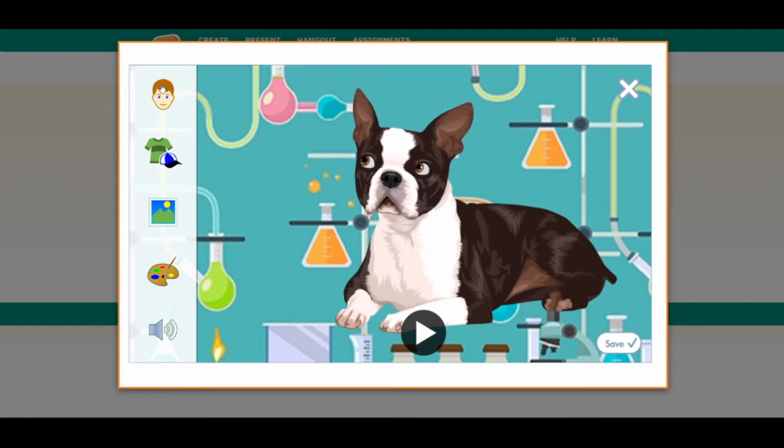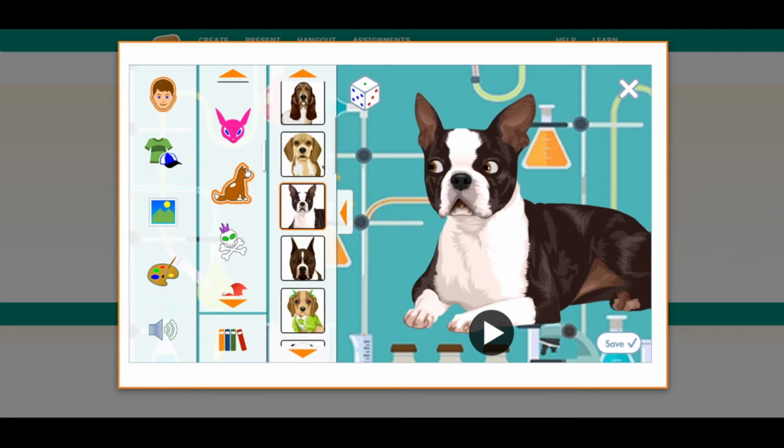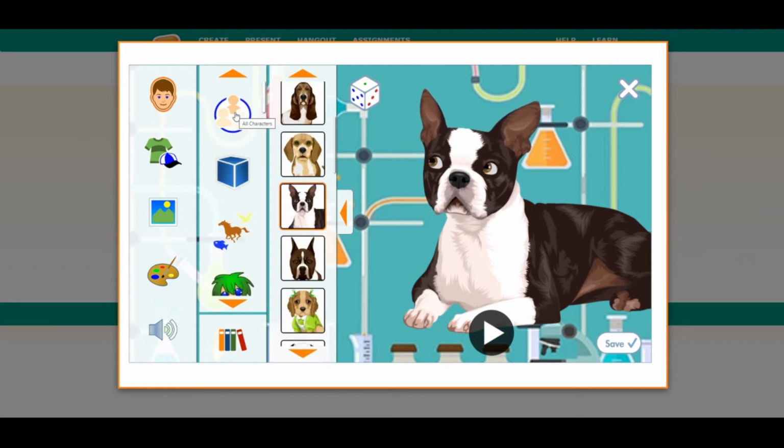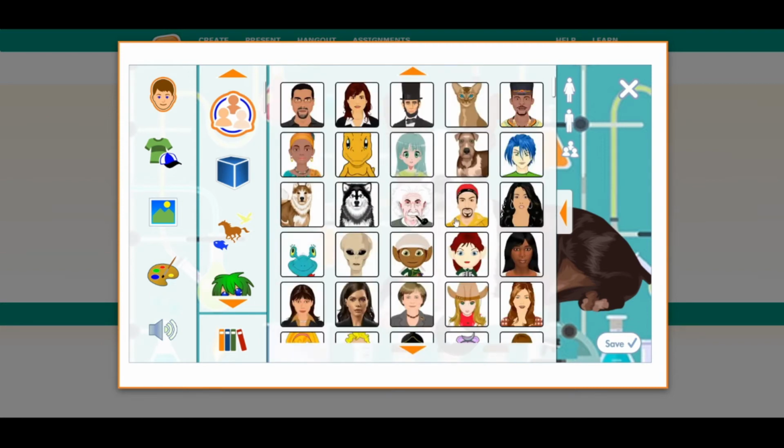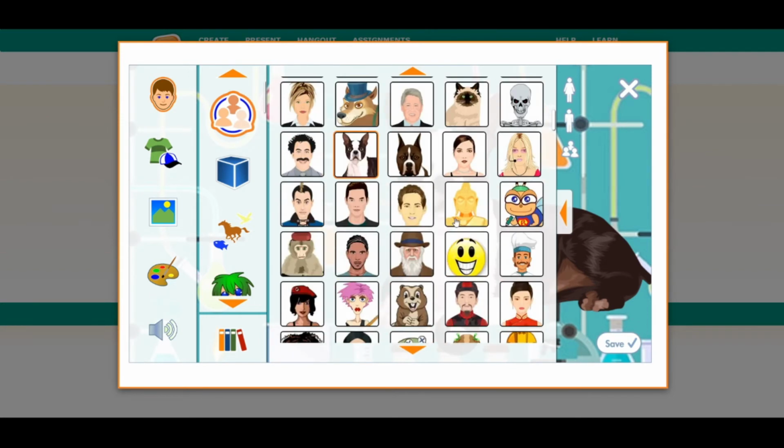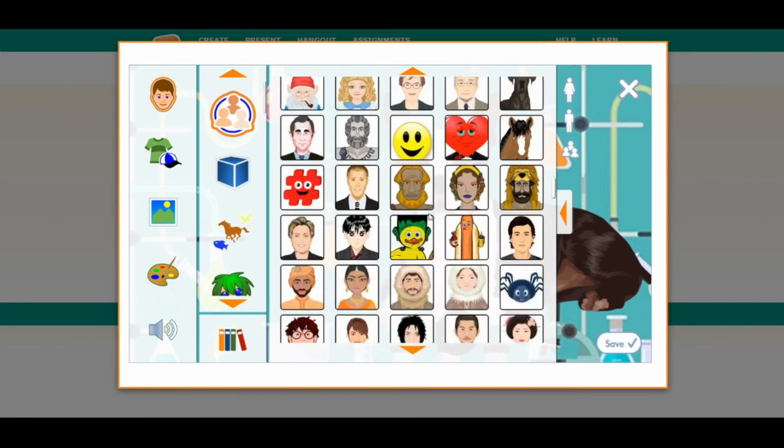You'll hit the person's face right here, and if you hover over it, it says character. And you have lots and lots of options. If you click this button, it'll show all characters. It will take a little bit to load. That was quicker than usual. So you can scroll through those to all characters.